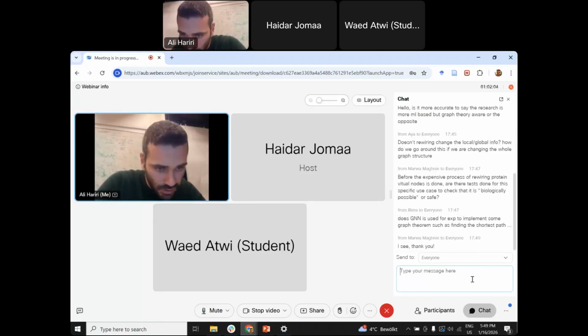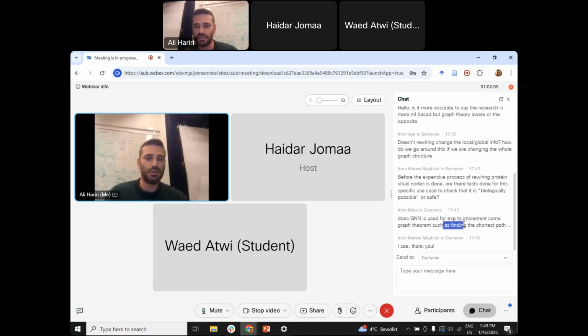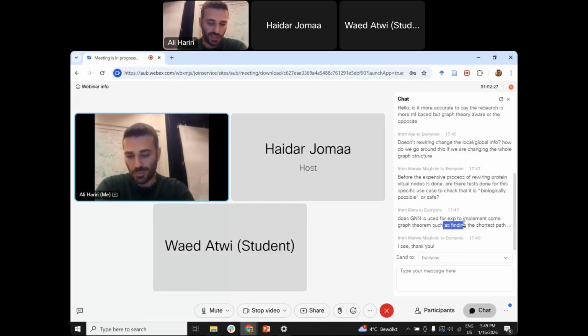So Rima is asking, can a GNN be used, for example, to find the shortest path? Yes, it can. This goes a bit more into the subfield of graph reasoning. In graph neural networks in general, what we're trying to do is to get ideal representations of graph structures in latent space. And later the goal is to classify the graph, to classify the nodes and so on.